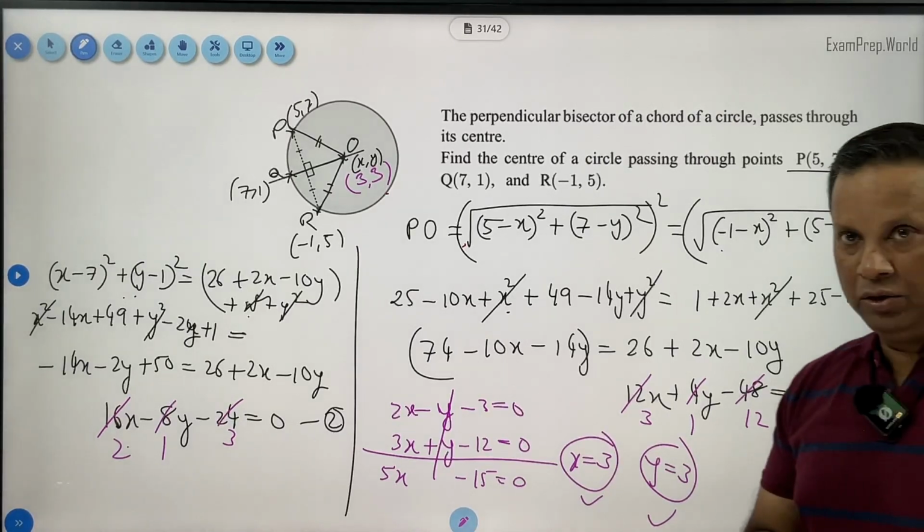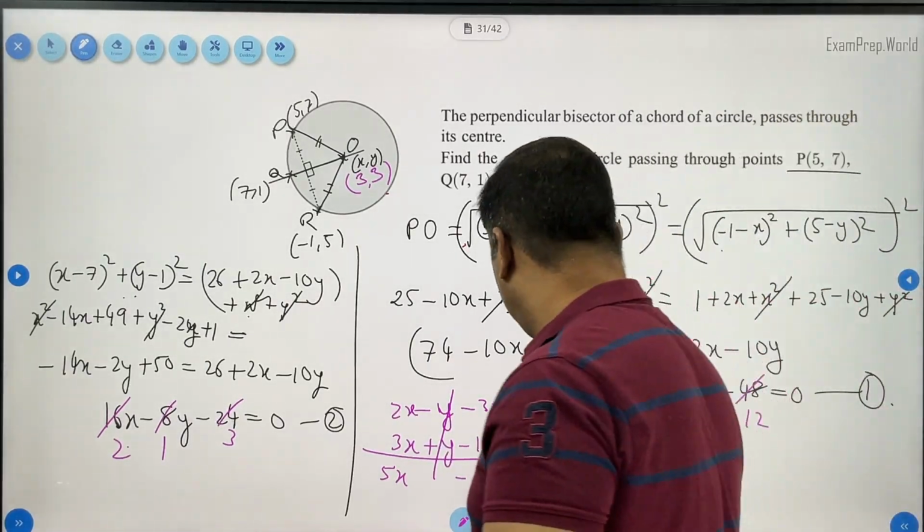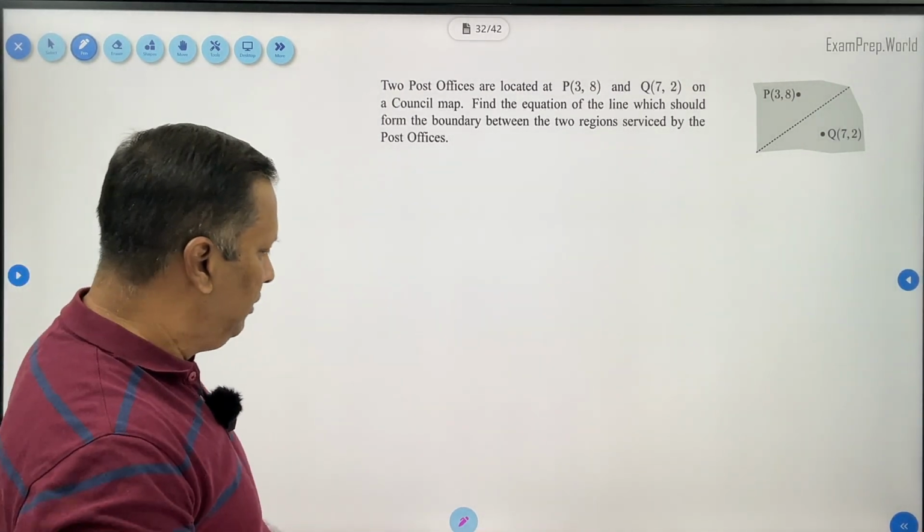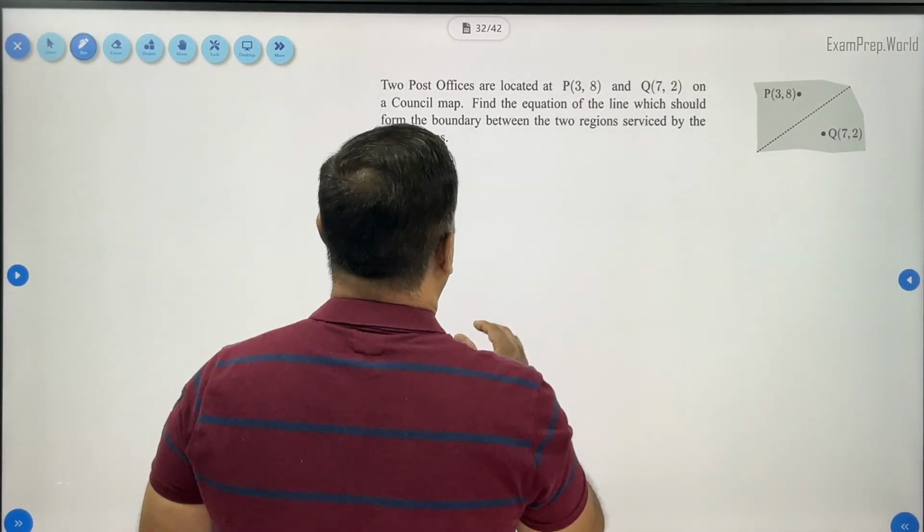I hope you have done it. So let's go on to the next one. Criteria D type, where we apply our knowledge. I'll zoom this for you.